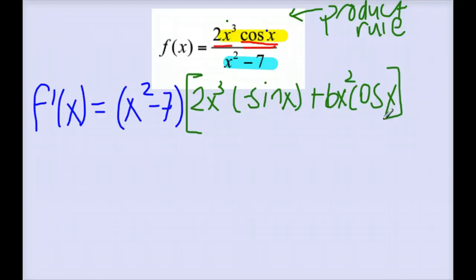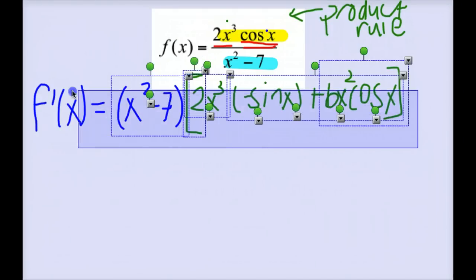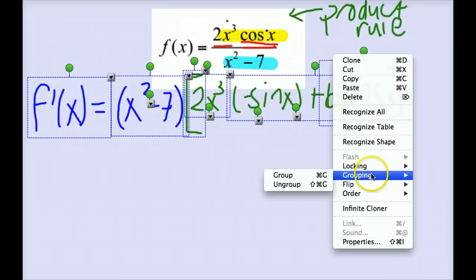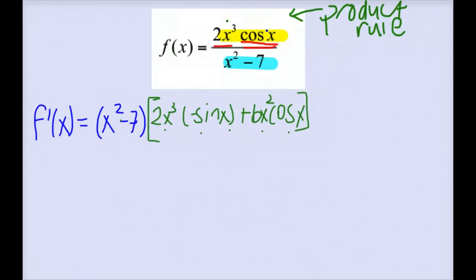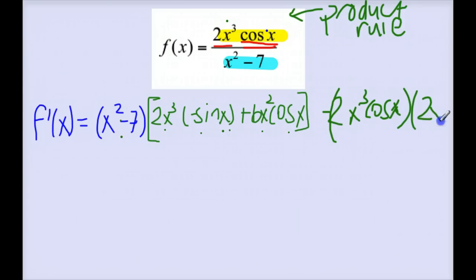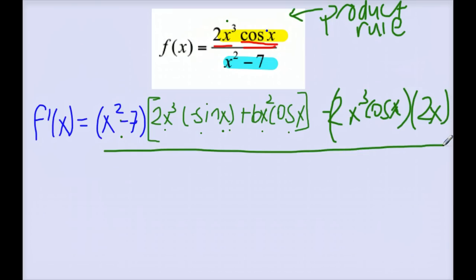And now I've taken that first portion of the fraction, the first half of the numerator of the fraction. So I have the bottom times the derivative of the top. Okay? And then if I continue, let me make this smaller so that way it's not taking up too much space. So let's group this. And let's hope I can keep my writing small. So I'm going to continue the rule. So I had bottom times the derivative of the top minus the top, which is 2x cubed cosine of x. I'm going to put that in parentheses. Times the derivative of the bottom, and the derivative of the bottom is 2x all over the bottom squared. So x squared minus 7 squared.